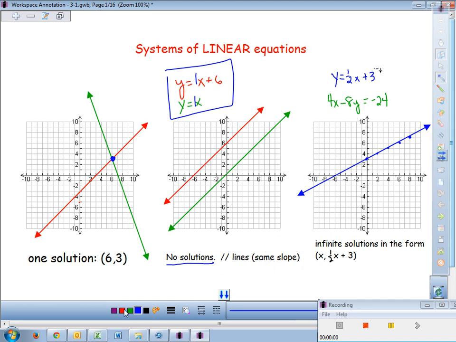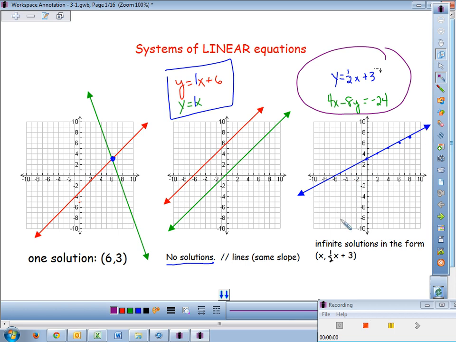Or the other possibility is you can graph two lines that are what we call coincident. It was the exact same thing. Like this equation and that equation, if you put them both in slope-intercept form, you graph the same line twice. So that means they intersect each other everywhere, and that's called infinite solutions.